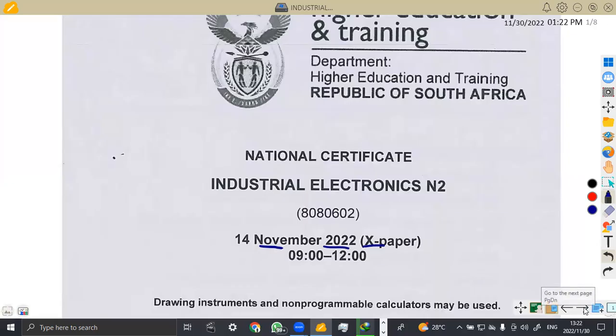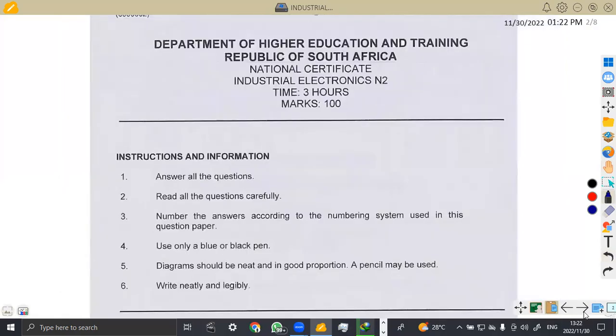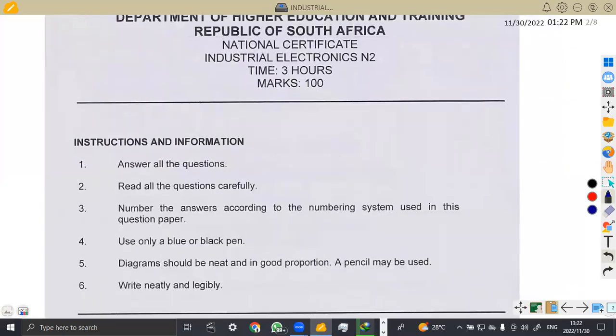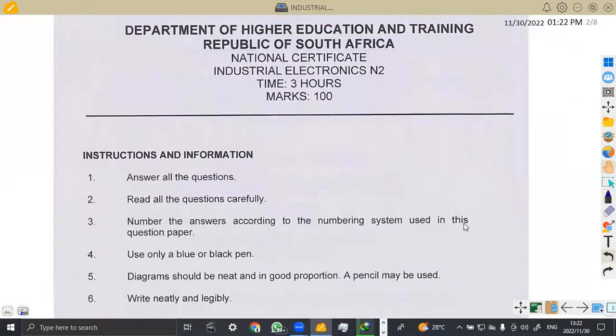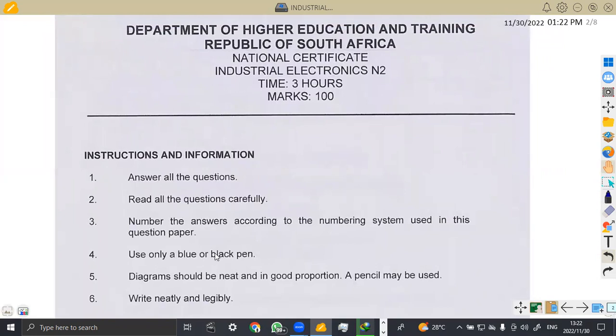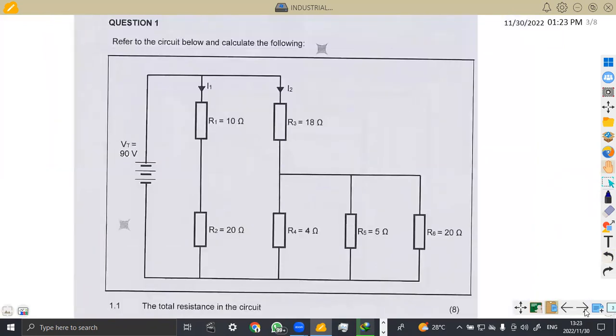So without wasting much time, let us quickly rush through the questions, the question paper that we are having. As we know, guys, your instructions, make sure that you read your instructions, everything that you're given. Because this is for you guys, everything is for you. Make sure that you read your instructions so that you understand the questions.